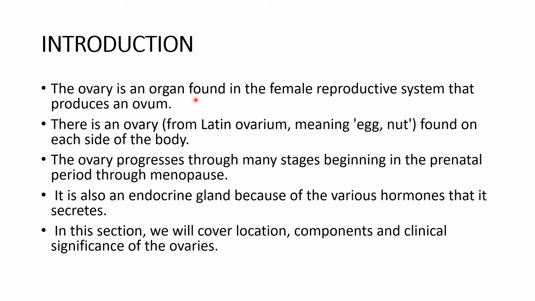Ovary is an organ found in the female reproductive system. It produces an ovum. There is an ovary found on each side of the body. It means ovaries are paired structures. The word ovary came from the Latin word ovarium, meaning egg or nut.